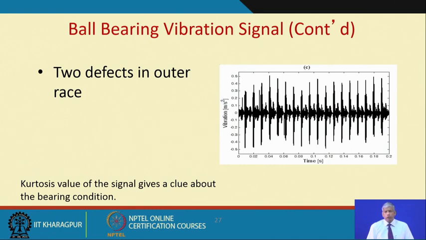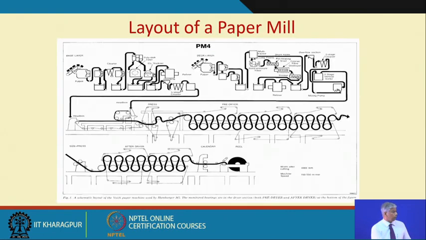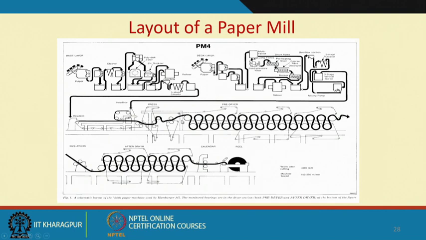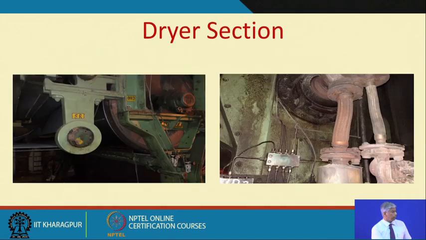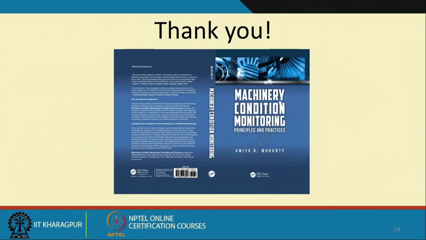So, bearing vibration monitoring is very important in many industries, and I will discuss this paper mill, etcetera, in a subsequent class when we do vibration monitoring as a case study in paper mills and how important it is. As you can see, there are so many rolls supported on bearings, and imagine if one bearing of a roll failed, the plant had to be shut down. So, we will discuss this in the case study. I just want to give you an example that these things do happen and how important they are. Okay. Thank you.